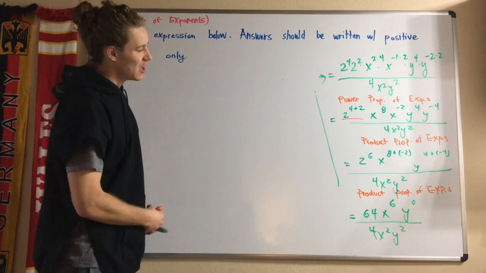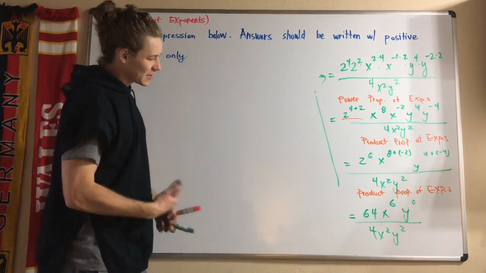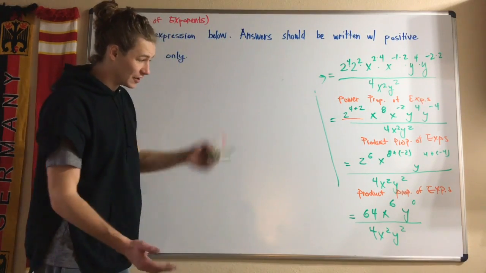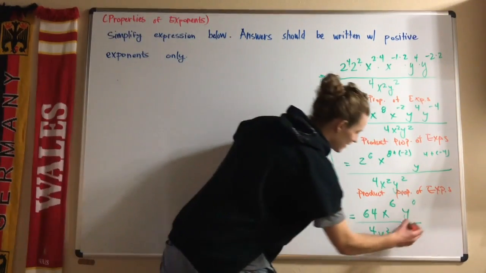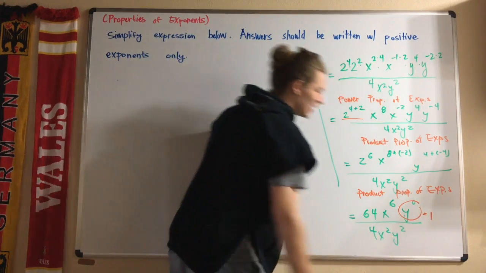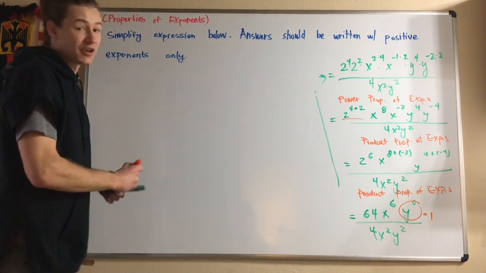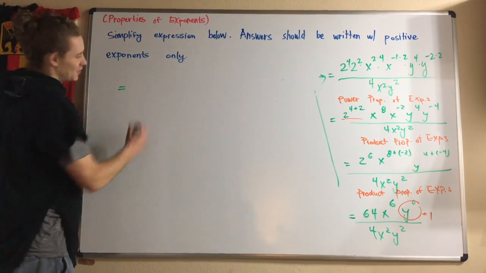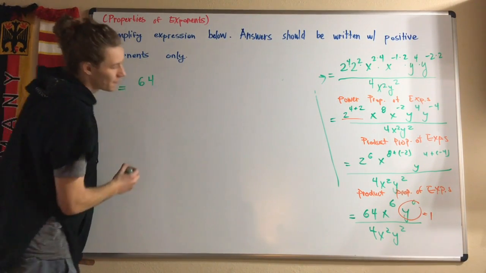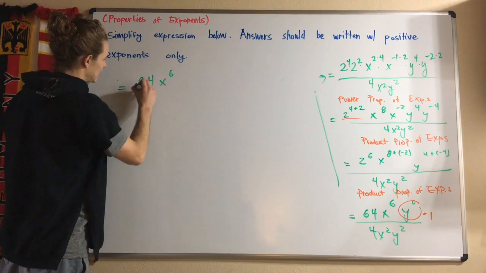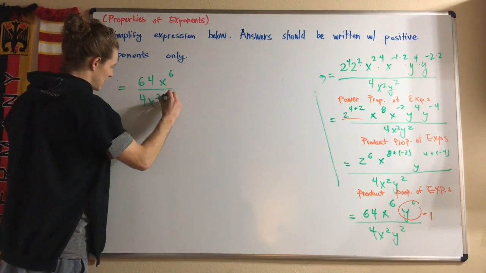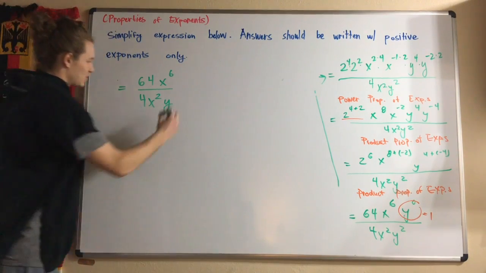We're getting really close. Well, notice a couple of things. What is any number to the 0 power? Any number to the 0 power is 1. So this y to the 0 power is just equal to 1. So that's kind of going to disappear. So I'm not even going to write that in this next stage. What do I have left then? I'm just going to rewrite my problem so I know what I'm working with. I'm working with 64 x to the 6th divided by 4 x squared y squared.